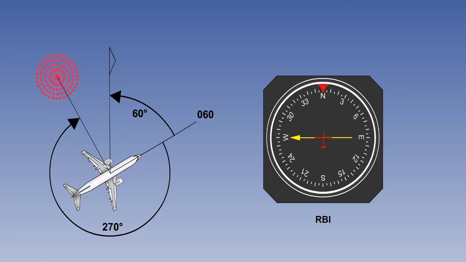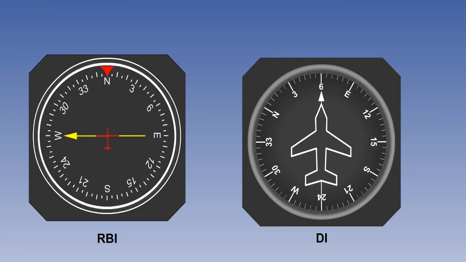The weakness of the RBI is that the pilot has to make a calculation to find what magnetic heading to fly to the NDB. You have to know how to do these simple calculations. Here we see that the RBI indicates that the NDB to which the aircraft is tuned has a relative bearing of 270 degrees, that is relative to the aircraft's nose. The direction indicator is showing a heading of 060 degrees.